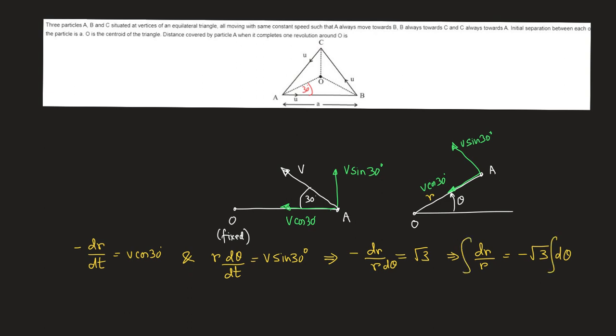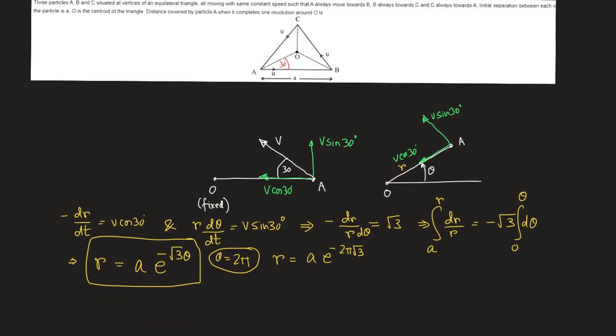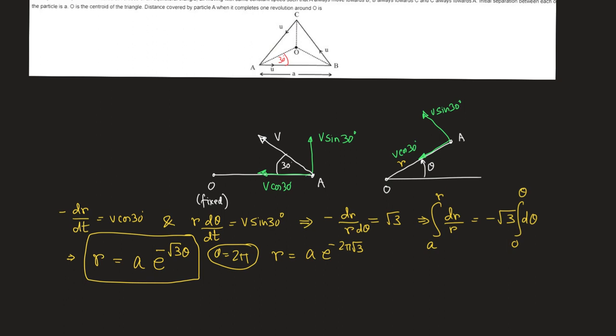So there you get, from A to R, so this is from 0 to theta. That means I can write here R is equal to A times e to the power minus root 3 theta. So when it goes one revolution, that means theta happens to be equal to 2 pi. So therefore R happens to be A e to the power minus 2 pi root 3. So R is A e to the power minus 2 pi root 3.